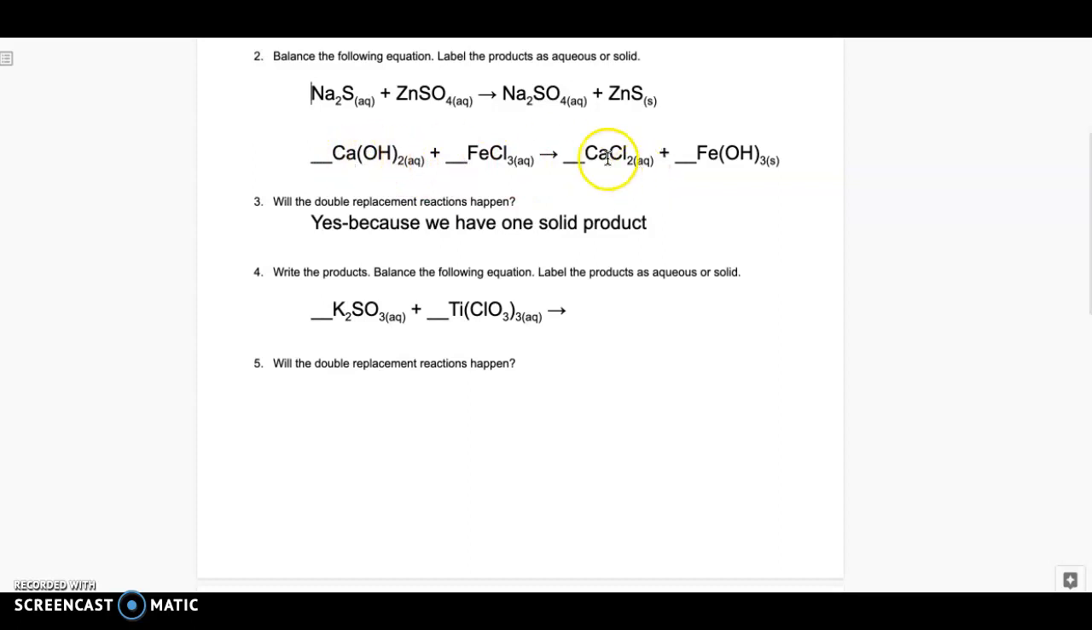Now here, I got multiple things that aren't equal. I got one Ca, that's great. Two OHs, and then three OHs. So I got to make those into the first number they're both going to, which is 6. So 2 goes there, 3 goes here.